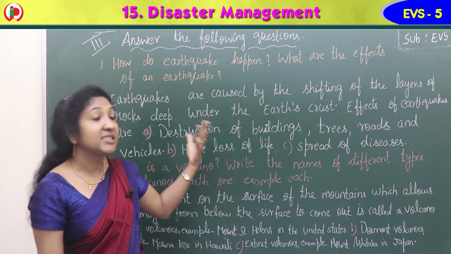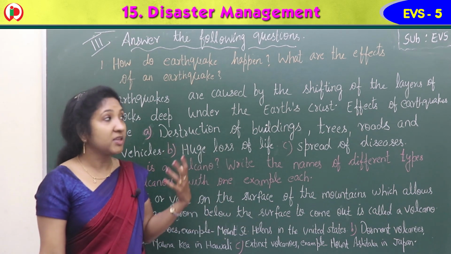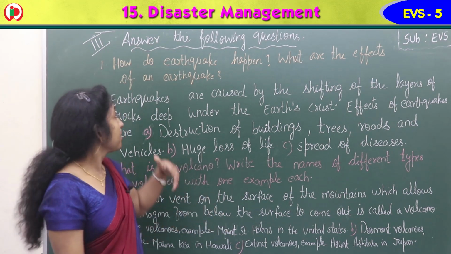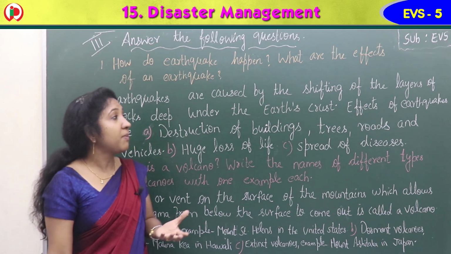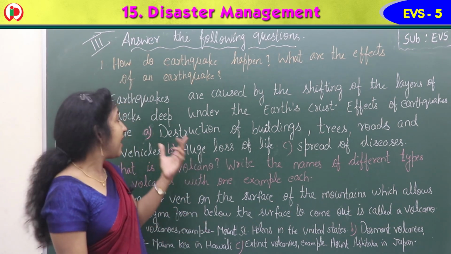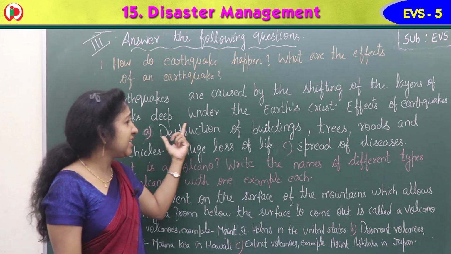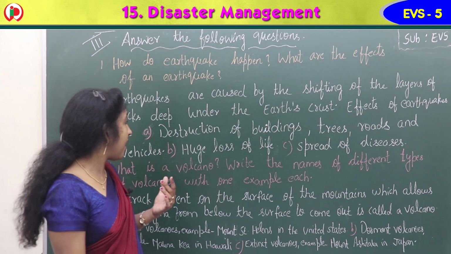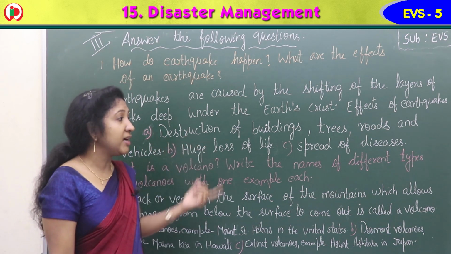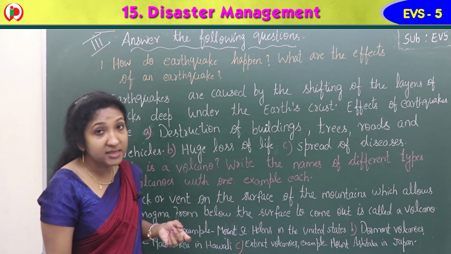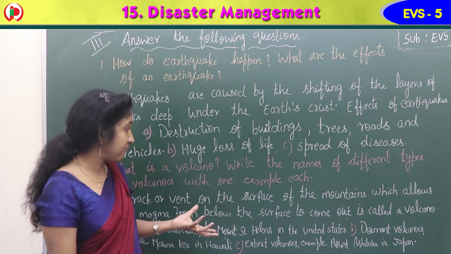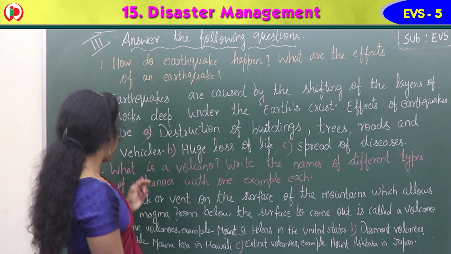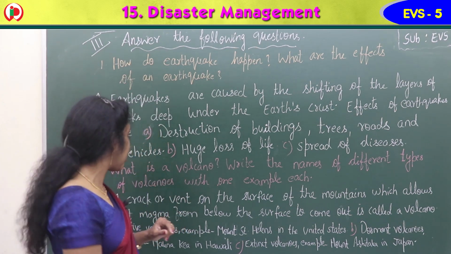C, spread of diseases. Because of these earthquakes, what happens? Diseases also spread fast. So earthquakes are caused by the shifting of the layers of rocks deep under the earth's crust. Effects of earthquakes are: A. Destruction of buildings, trees, roads and vehicles. B. Huge loss of life. C. Spread of diseases. Now the second question, which is the second question here, children.